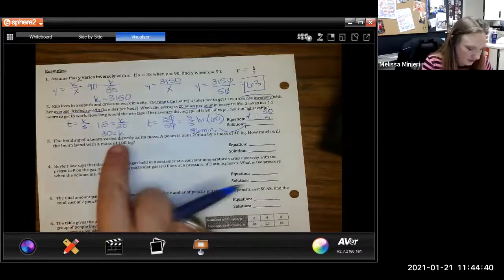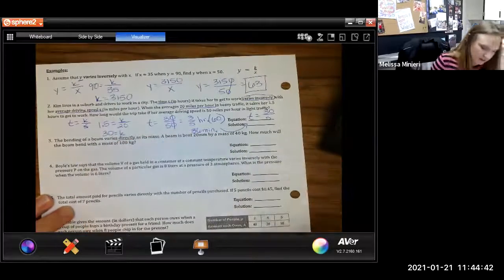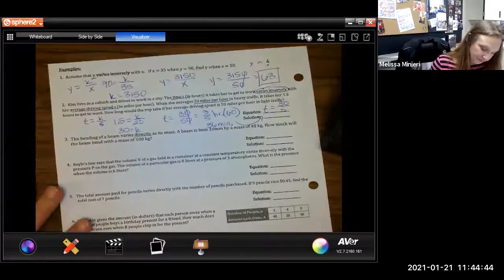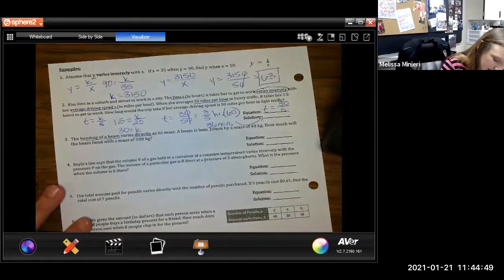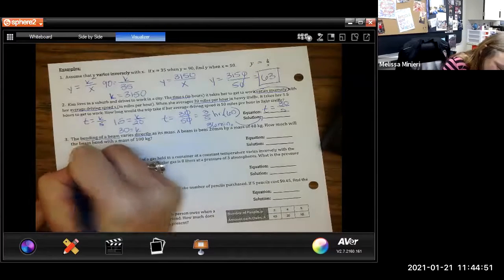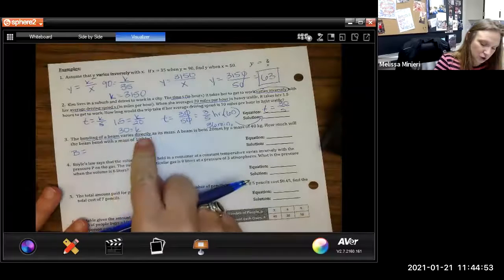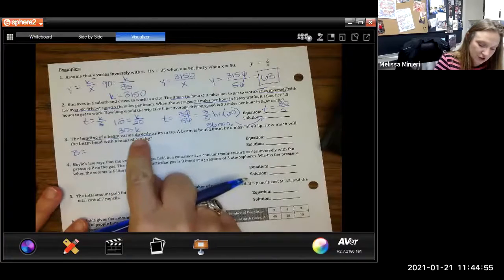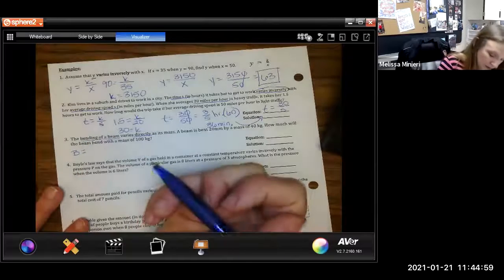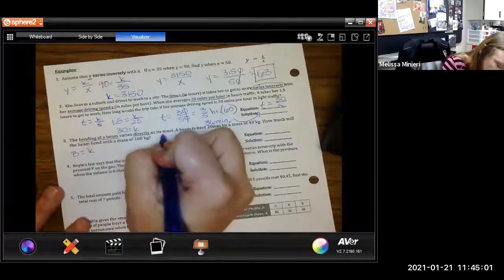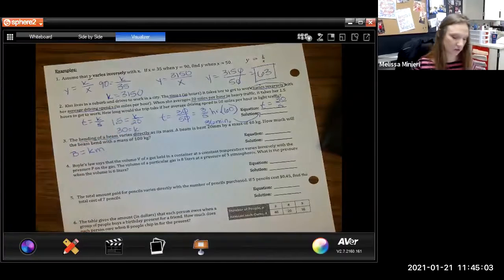Number 3 is one that's got a direct relationship, so let's try that one. Remember, the first variable is going to be your y. So the bending of a beam, I'm going to call that B, varies directly. When it says directly, this means instead of it being divided, it's going to be a multiplication problem. So my constant is going to be multiplied times the mass. So we set up the direct relationship that way.